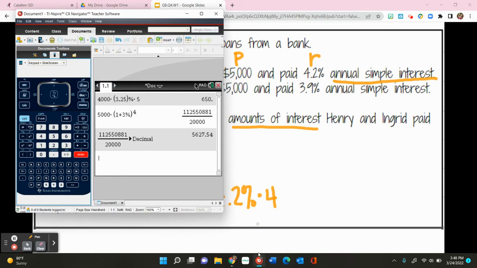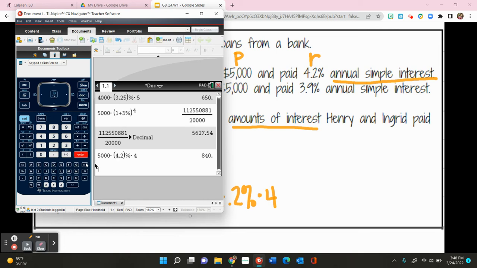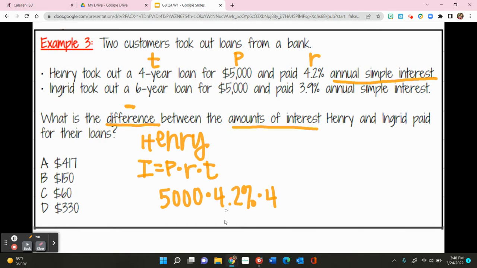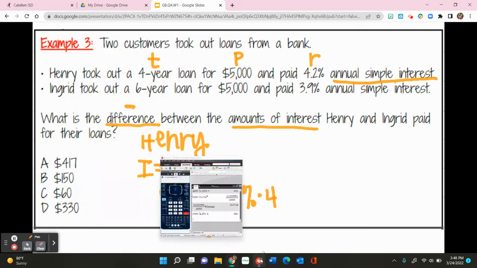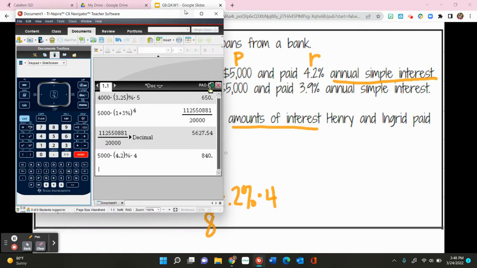So let's go ahead and plug that in. So 5,000 times 4.2% times 4. Pressing enter, you'll see that the amount of interest earned on Henry's loan is $840.